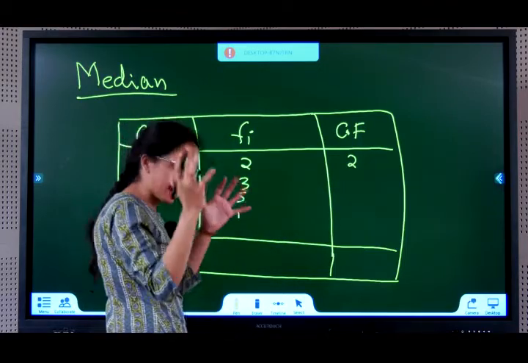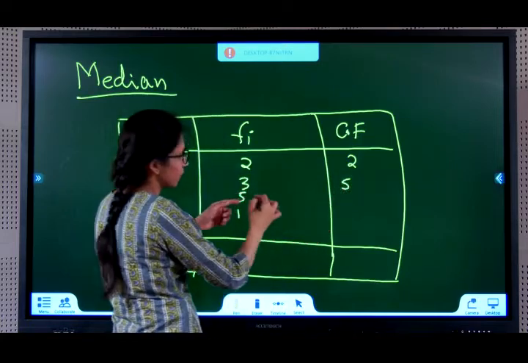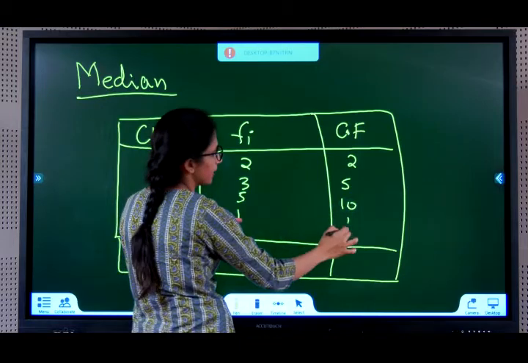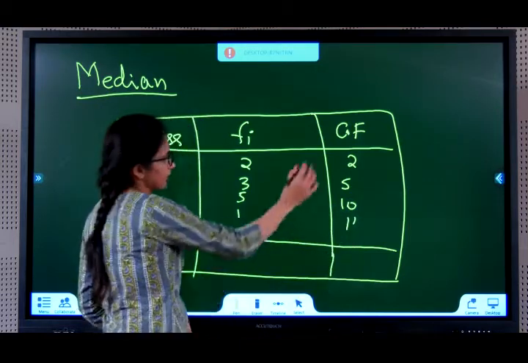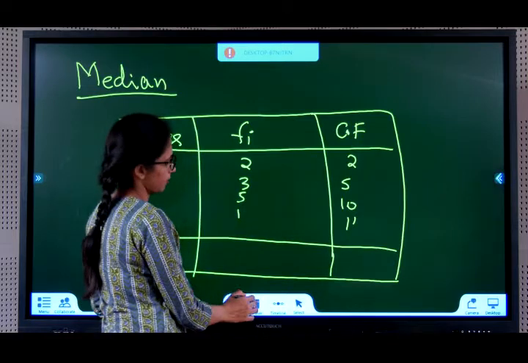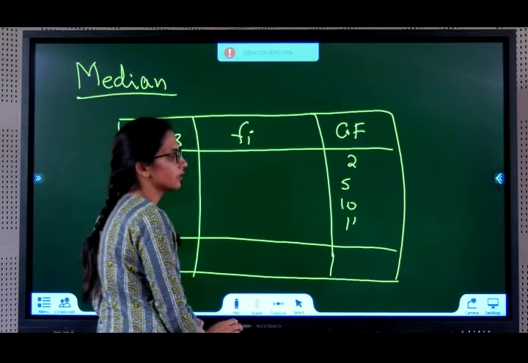Cumulative, collective, add, accumulate. 2, 2 plus 3 is 5. Now 5 plus 5 is 10. 10 plus 1 is 11. So till you go to the bottom, you should get summation f. This is how we find cumulative frequency. When I solve a problem, you'll understand better. Fine, so I found this.